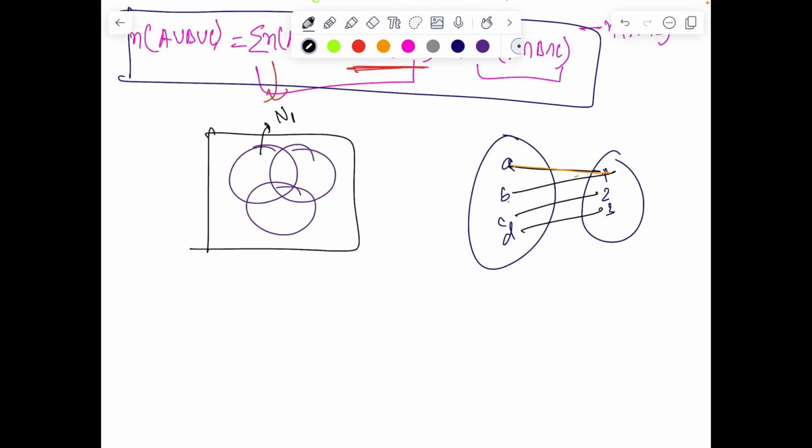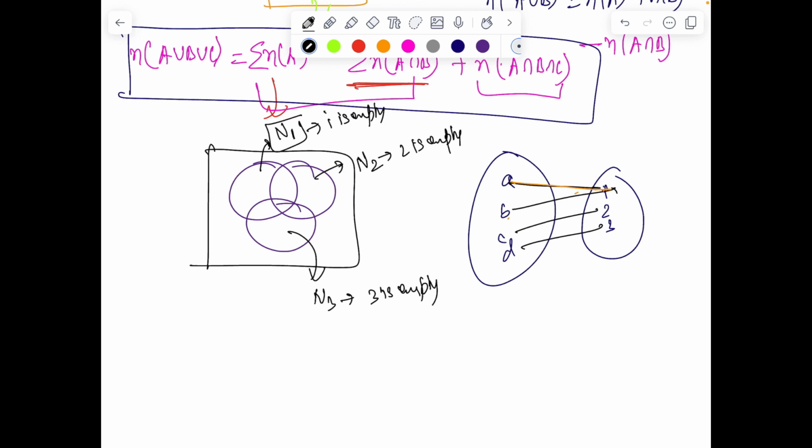Let's take 3 sets in order to understand this. Set A I am defining as n1, which represents when 1 is empty, because there will be many functions where 1 is empty and everything is mapped to the others. I am defining the other set B as n2 when 2 is empty. The basis of definition of a set is very important, and I am defining n3 when 3 is empty. Now why am I defining it so? Because the logic is we wanted the count for all such functions which completely exhaust the possibilities of 1, 2, 3. So what is the negation of that statement?